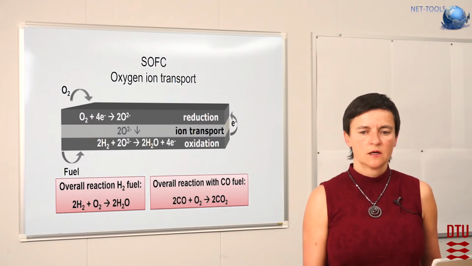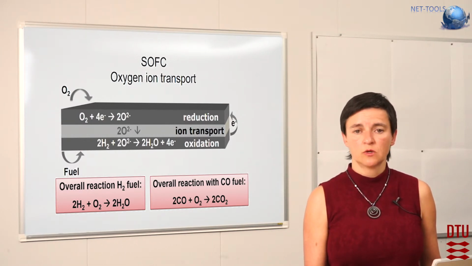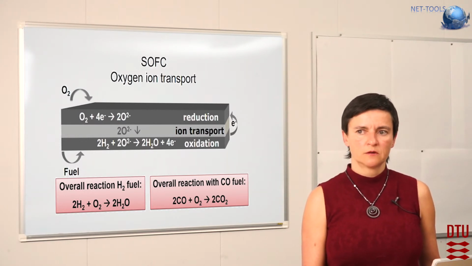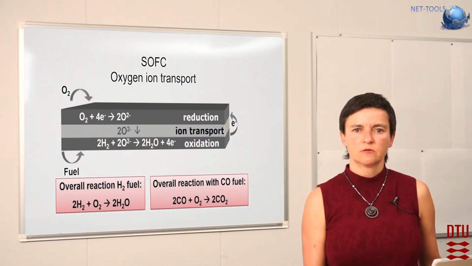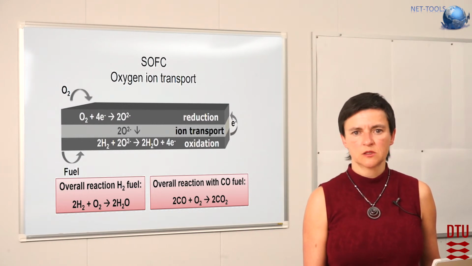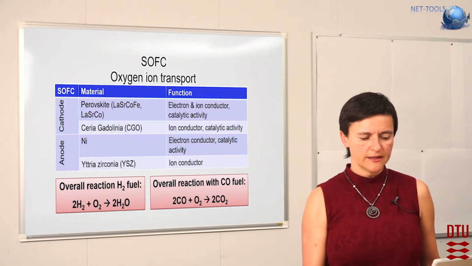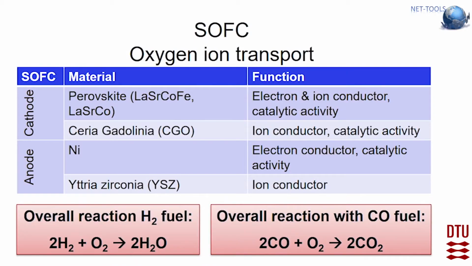In addition to that, also carbon monoxide can be used as a fuel and react in the same way with oxygen to give CO2. Why is carbon monoxide now interesting? Actually, this is a product of the reforming or partial oxidation reaction of hydrocarbons. And that way this fuel cell can also utilize hydrocarbon fuels such as natural gas or biogas. The involved materials for the electrodes are listed here. They're all non-noble metals or oxide structures that are being used for the cathode and anode side.